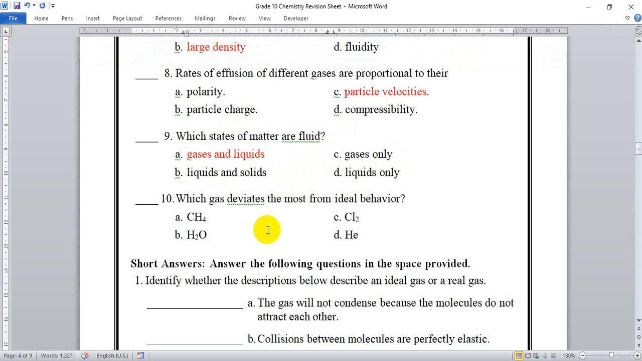Number 10. Which gas deviates the most from ideal behavior? CH4, H2O, Cl2, and He. It will be H2O.